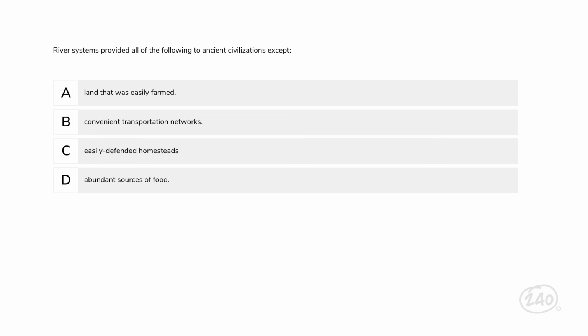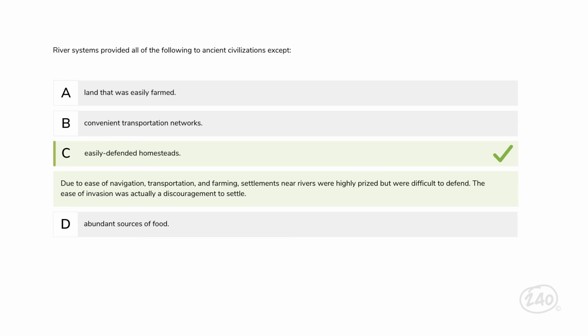River systems provided land that was easily farmed. That is true. River systems provided convenient transportation networks. Also true. River systems provided easily defended homesteads. We haven't really talked about that one. And the last one, river systems provided abundant sources of food. That one is definitely true. So C is the right choice here. River-based settlements have a lot of benefits, but they can be harder to defend, with ports being vulnerable to enemy ships. Okay, great work. For the next one, let's check out one with a document attached.